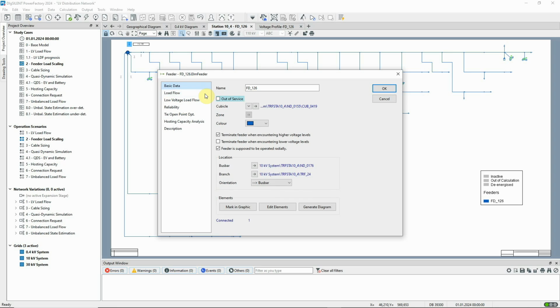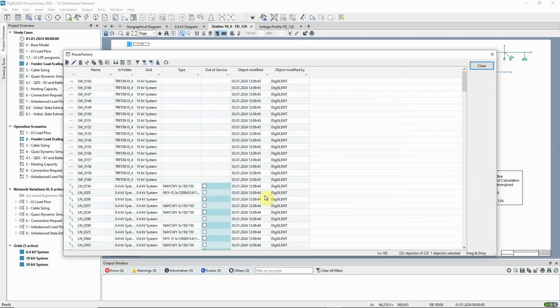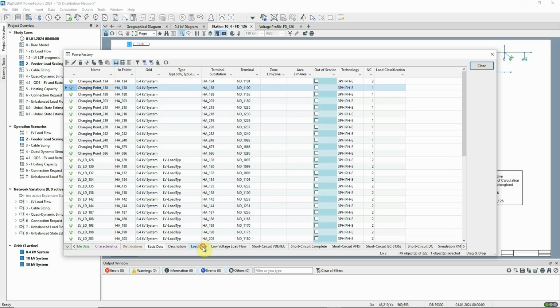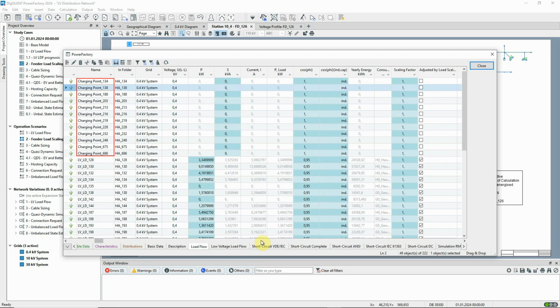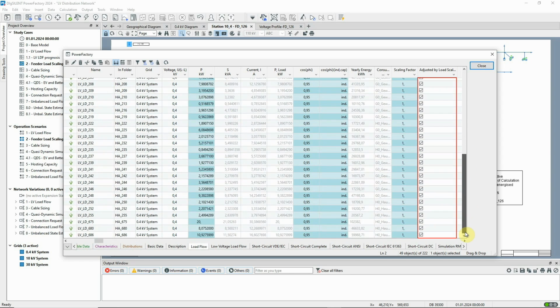Thirdly, the loads contained within the feeder have to have scaling enabled. Let's look at the loads in this feeder. These charging point loads will not be adjusted by load scaling, but they're set to 0 anyway. The remaining loads can be adjusted by load scaling.